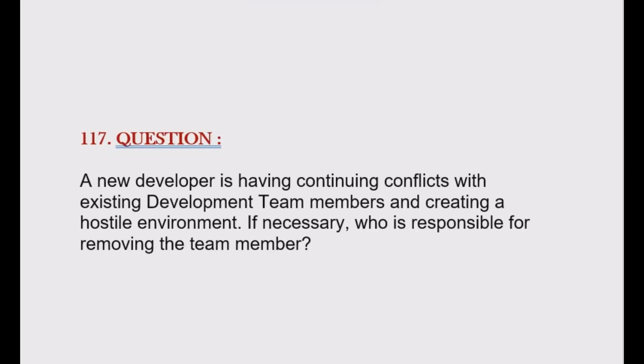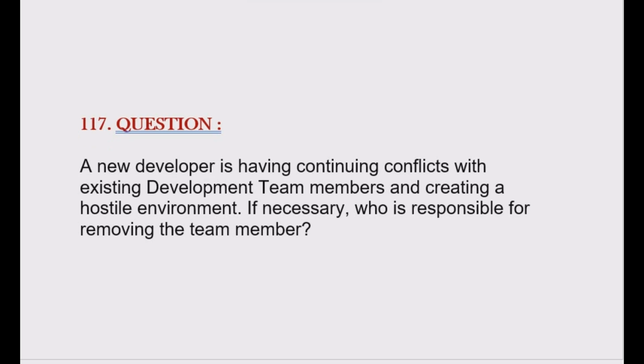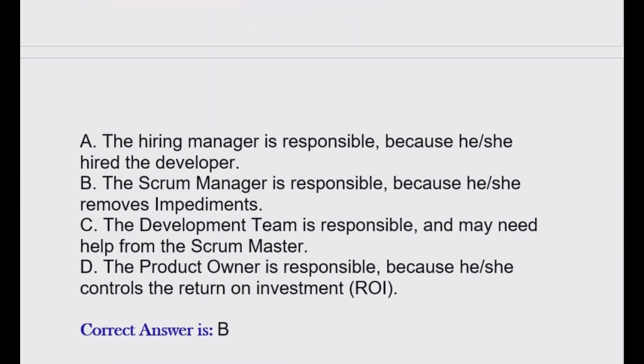Question is a new developer is having continuing conflicts with existing development team members and creating a hostile environment. If necessary, who is responsible for removing the team member? Option A, the hiring manager is responsible because he or she hired the developer. Option B, the Scrum manager is responsible because he or she removes impediments.